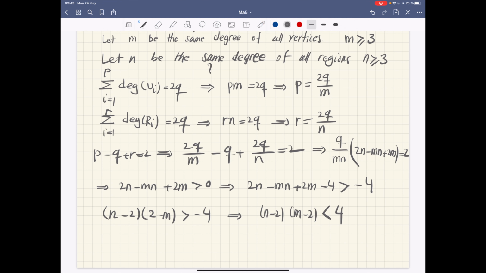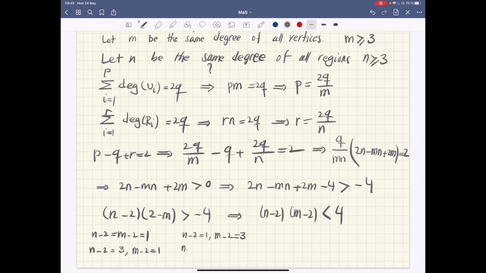One way is to have n minus 2 equal to 1 and m minus 2 equal to 1. If this happens, the product is smaller than 4. Another scenario is what? n minus 2 is 3, and m minus 2 is 1. This can also happen. Yes? Another scenario is that n minus 2 is 1 and m minus 2 is 3. And is there any other option available? Can you see? There should be two more.